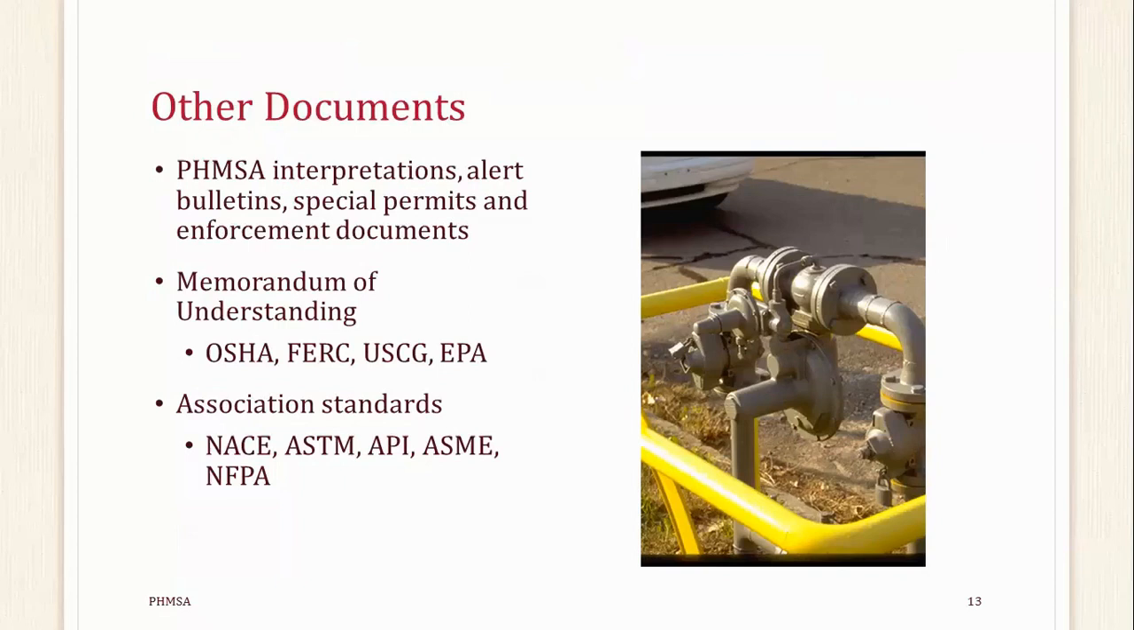192721 for accidental ignition and fire extinguishers, and then 192605 for protection against hazards. Those are written into the regulations. So that's kind of an understanding between us and OSHA. We also have some additional things with FERC and the EPA and stuff like that.